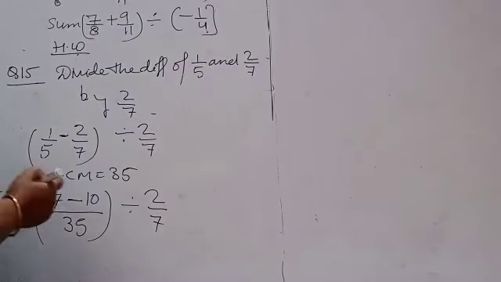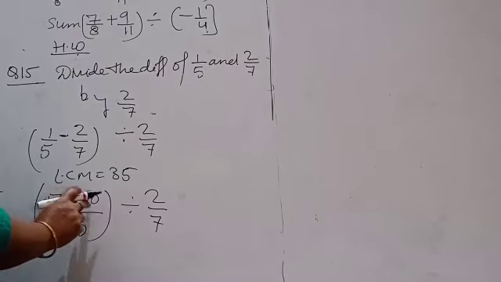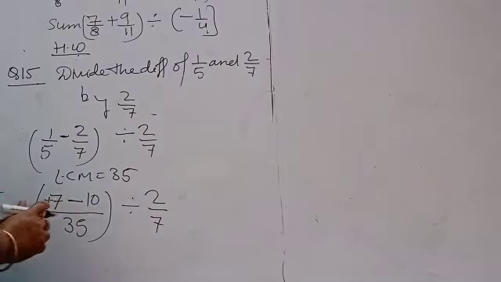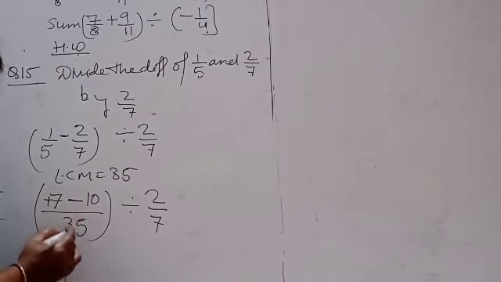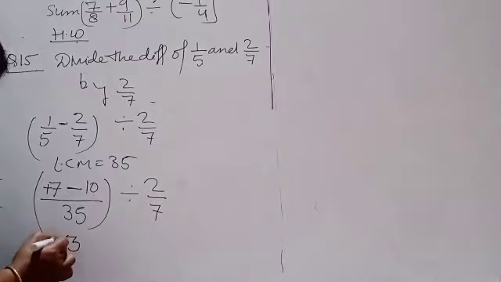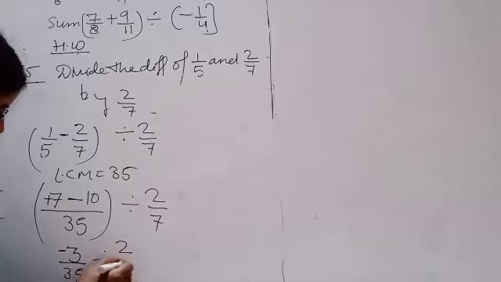Now here two numbers with opposite signs, so subtract and take the sign of the greater number. You will write the rule yourself. Otherwise there should be no need to write the rule now. It should be very clear to you, because from class 6th you are learning along with me. So subtract 7 minus 10, 10 minus 7 is 3. The greater number has what sign? Minus. So minus 3 upon 35 divided by 2 upon 7.